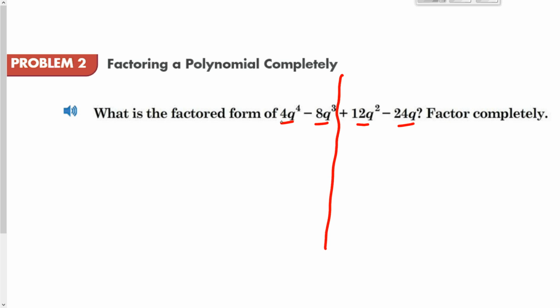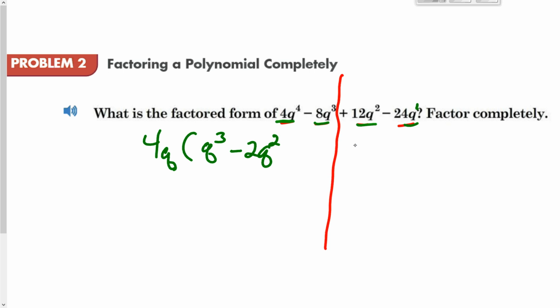So I look for the GCF in all 4 first, which there is something, right? There is a 4. A 4 is in all those numbers. And also there's a q in all those numbers. What's the smallest exponent? It's a 1 here. So a 4q is going to come out. So 4 times what is 4? That's 1. Q times q to get to q to the 4th, that would be q cubed. 4 to negative 8, that's a negative 2. Q to q cubed, I need a q squared.